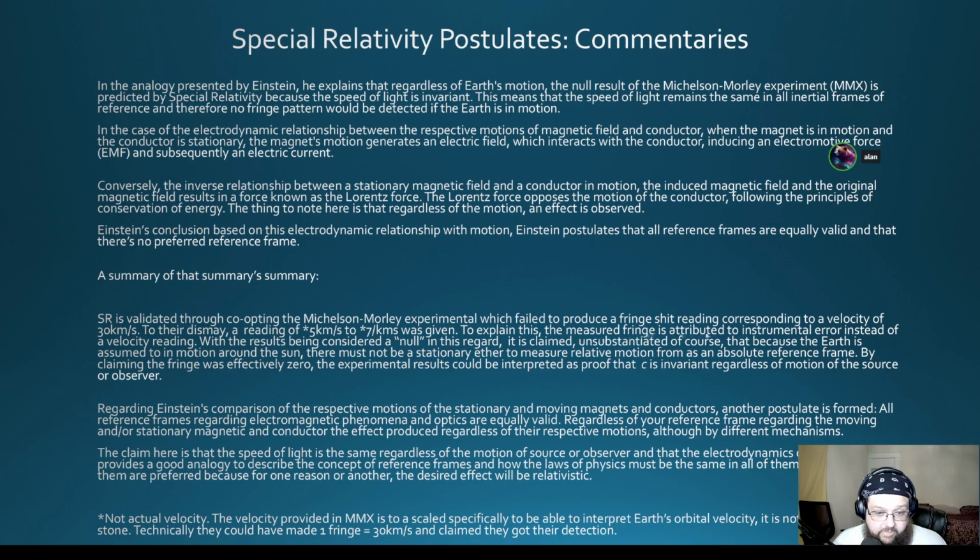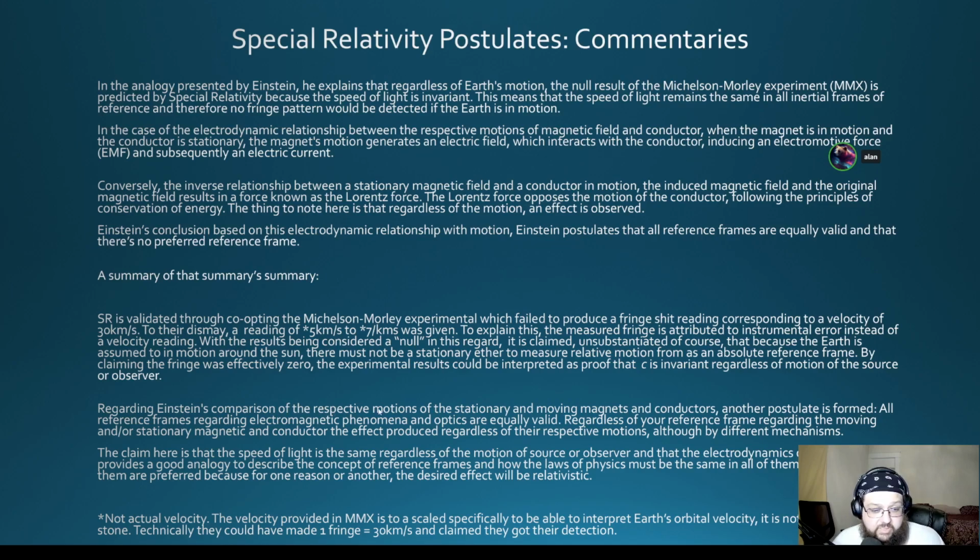To explain the measured fringe, this is attributed to instrumental error. And they said that the speed of light is the same in all frames. This is claimed unsubstantiated, of course, because of the Earth's assumed motion around the sun, and therefore there must not be a stationary ether to measure the relative motion from as an absolute reference frame. By claiming that the fringe is effectively zero, the experimental results could be interpreted as proof of an invariant, or proof that C is invariant regardless of the motion of the source or observer.